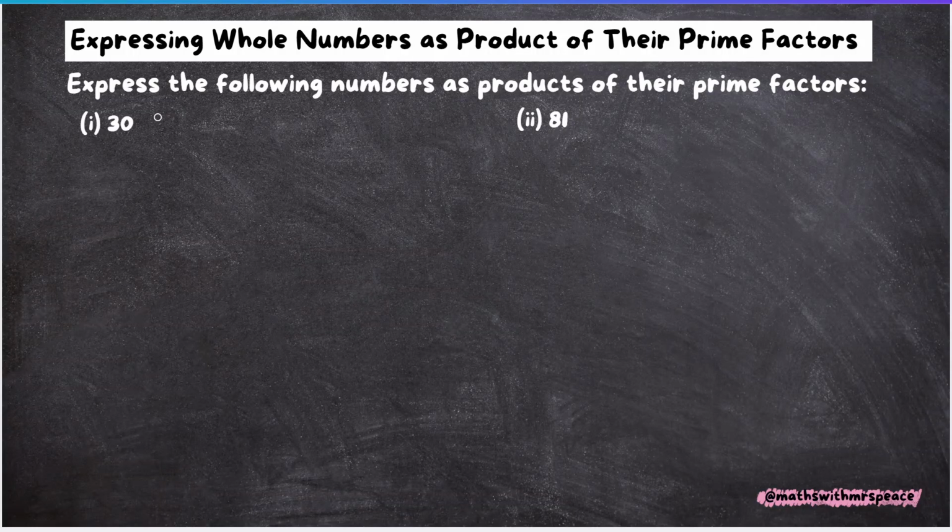Look at the examples that we have on the board. Express the following numbers as product of their prime factors. So we have 30 and 81. So this is how you go about it.